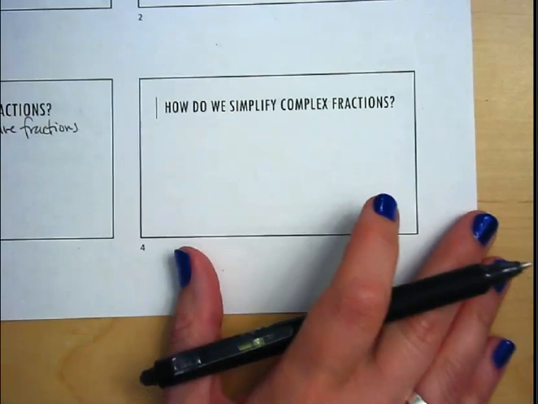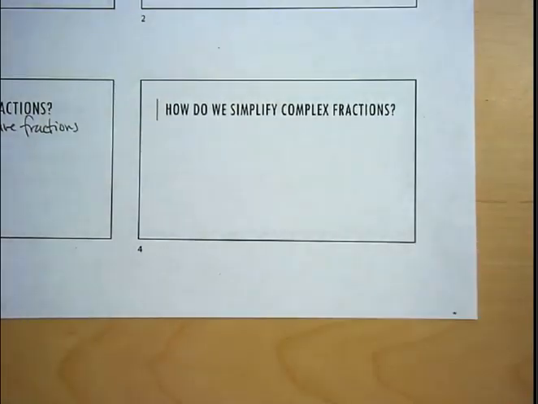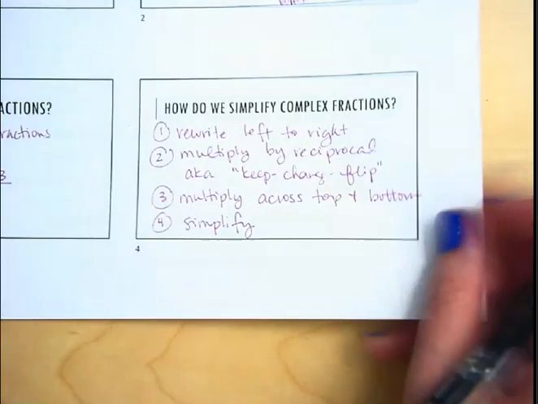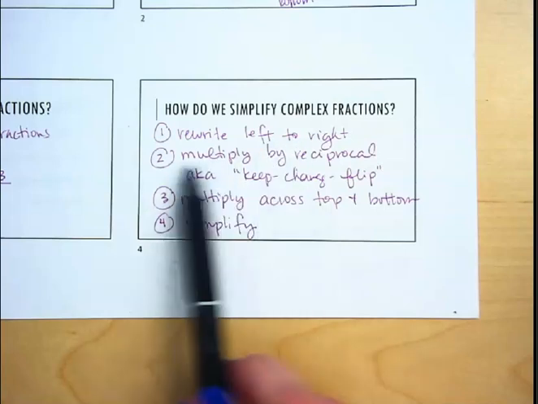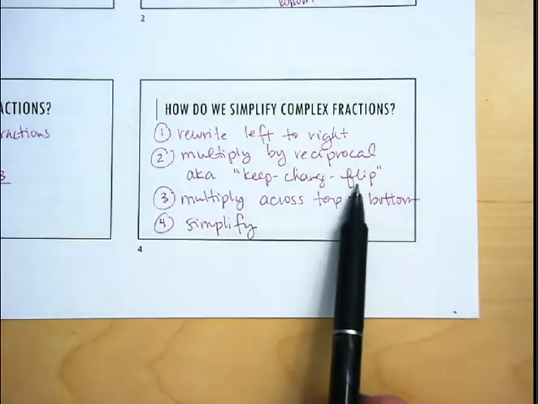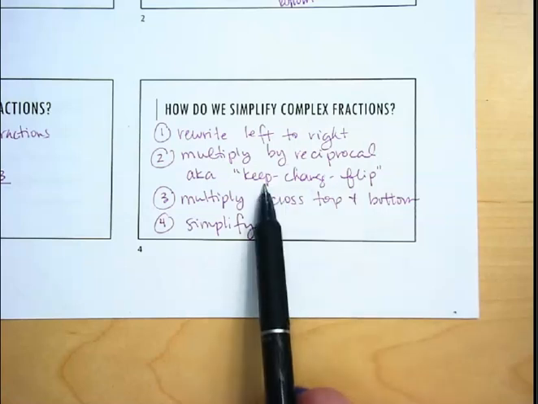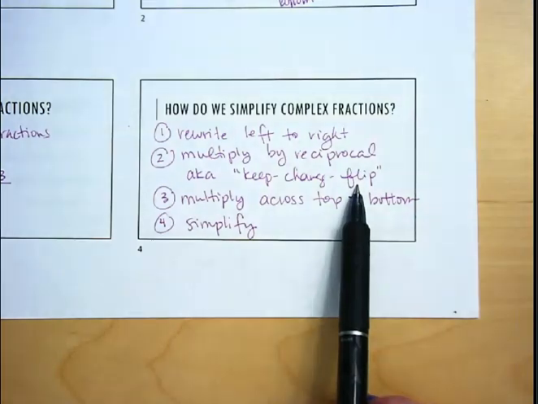So how do we simplify complex fractions? I'm going to put the 4 steps up here and I want you to pause the video and take a moment and copy them down. We are going to start first by rewriting left to right. Second, multiply by the reciprocal, aka keep, change, flip. That means keep the first fraction the same, change division to multiplication, and flip the second fraction.